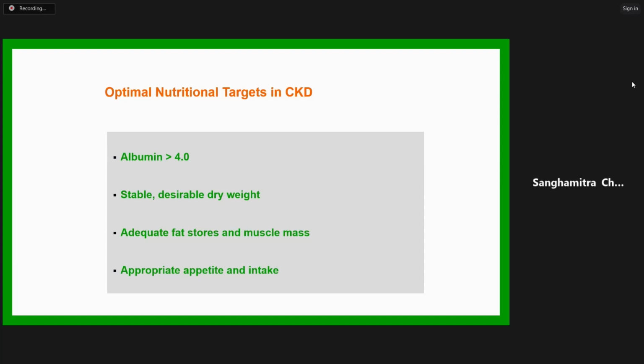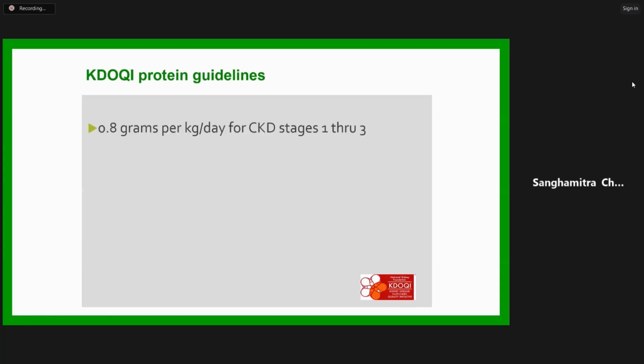These 4 should be our targets in management of CKD patients. Next slide.